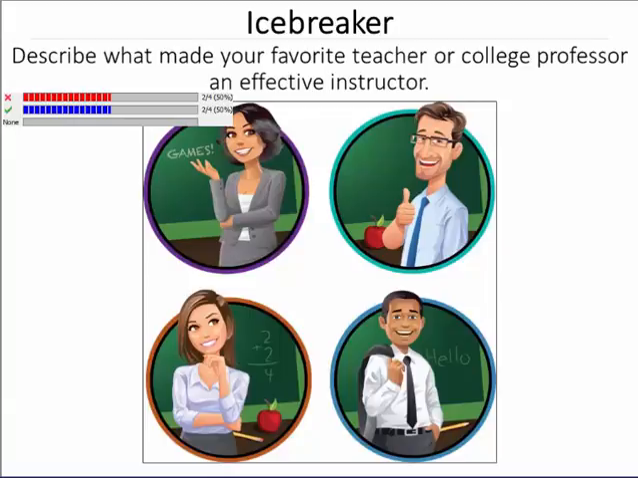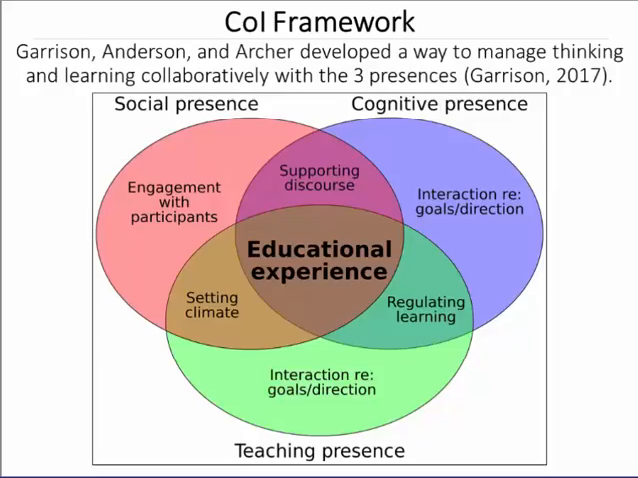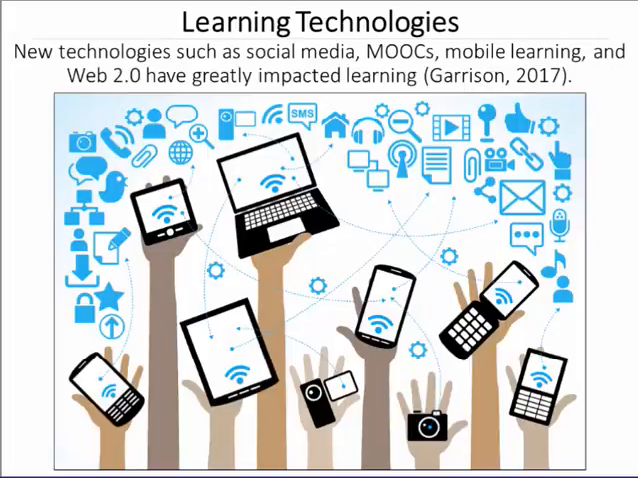For now, we're going to get into the exploration. So this is just a quick review, the COI framework, the social, cognitive and teaching presence and how they apply to what we're learning. Learning technologies is one of the most important things. So new technologies, social media, the MOOCs, mobile learning and Web 2.0, they all have greatly impacted learning in the past couple of years.